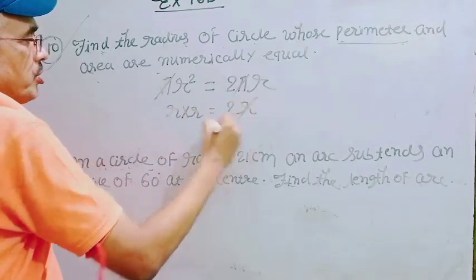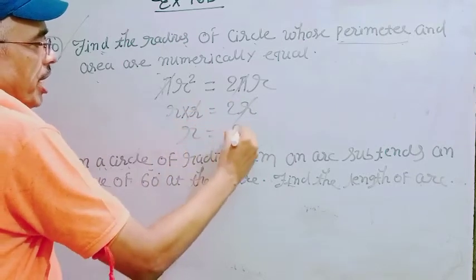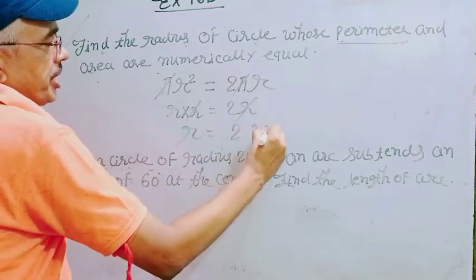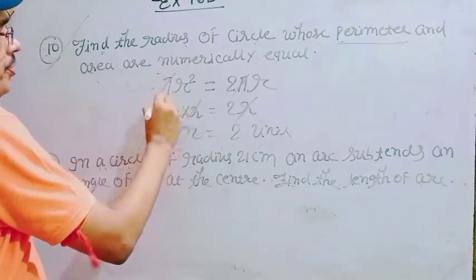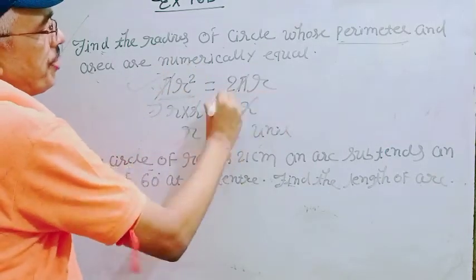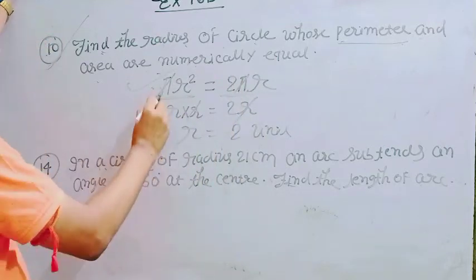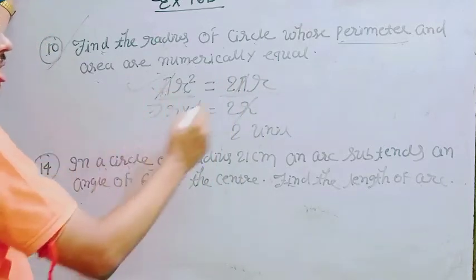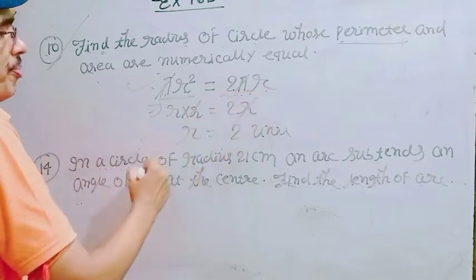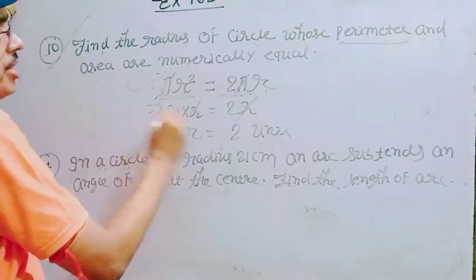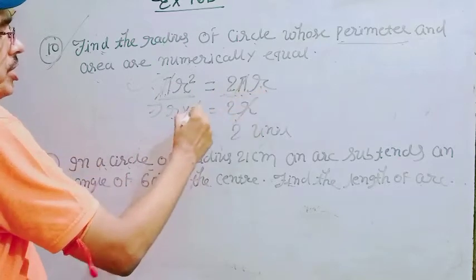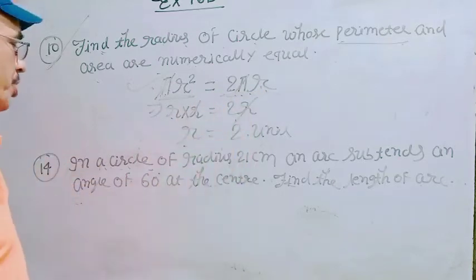Here is 2r, so 1r is cancelled. So what is r? That is 2 units, the radius. So the area of the circle is equal to the perimeter of the circle. The area of the circle is the formula pi r square and the circumference is the formula 2 pi r. So first pi cancels, then r square means r into r and it is 2r. So r cancels, then r is equal to 2 units.